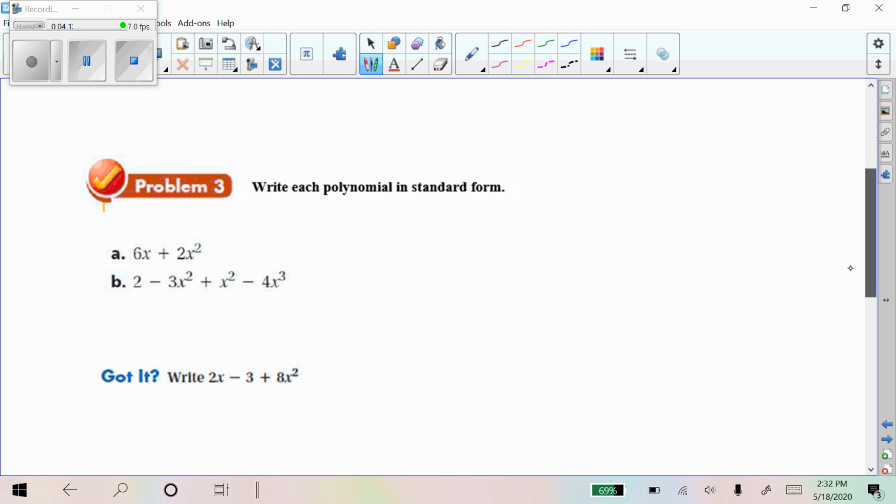All right. Now, standard form looks like this. It decreases in degree. So we'll have the highest degree first, and then the degrees just go down with a constant last, if there's a constant. So since this is a second degree, we would just switch that around. Put it in standard form, we would write 2x squared plus 6x.